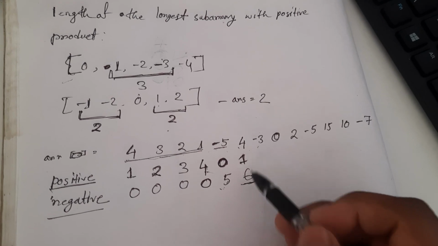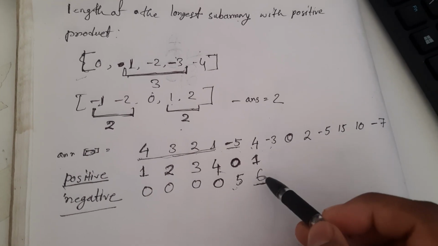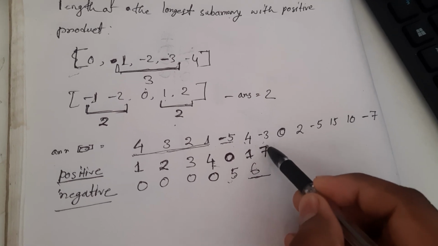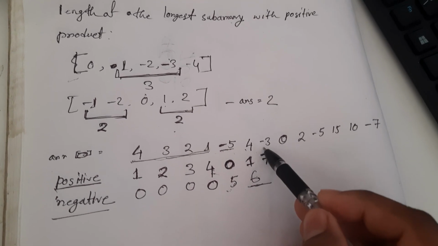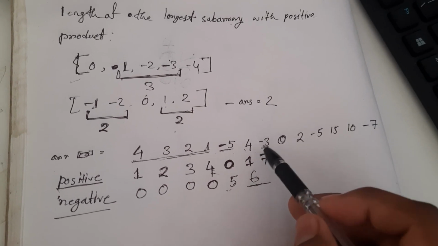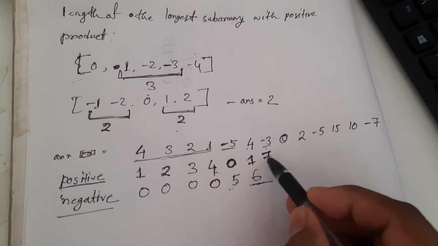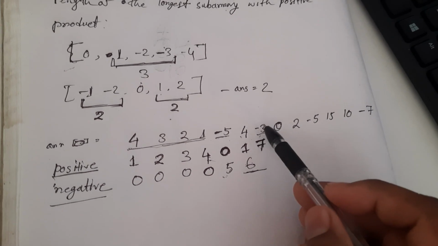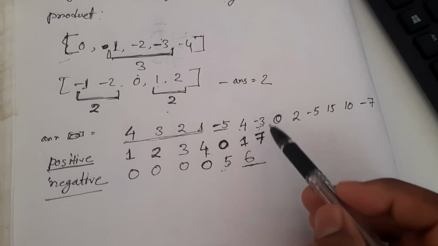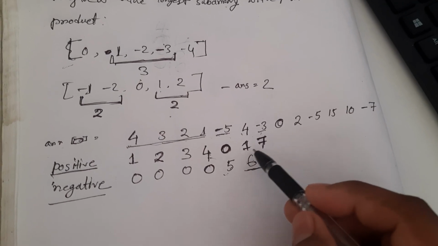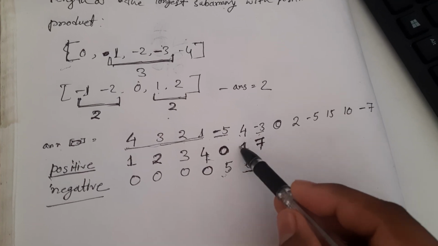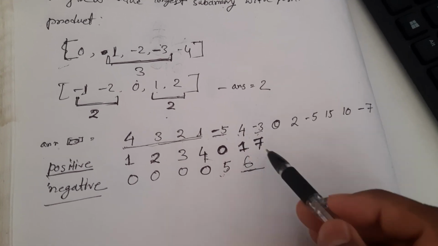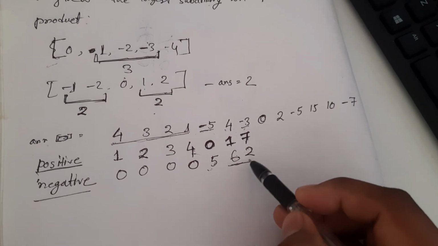In that case the positive length becomes the negative length plus 1, because this negative value with this negative value gives us a positive value. So the positive length becomes the negative length plus 1 as we are getting another negative value, and in that case the negative length becomes the positive length plus 1, so 2.